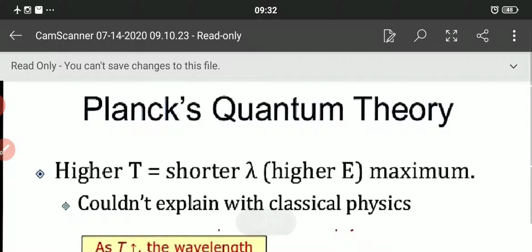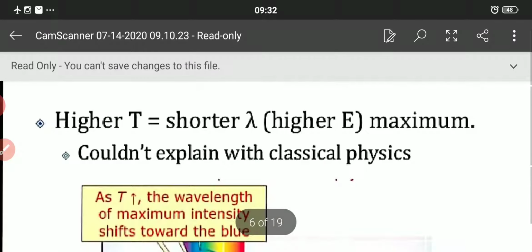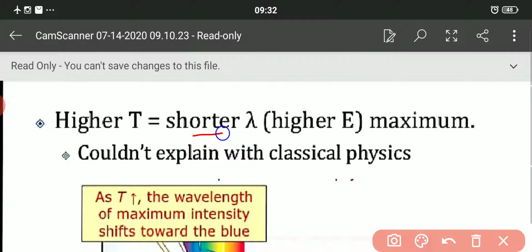Now what is Planck's quantum theory? If the temperature is higher, the wavelength of that radiation is shorter and the energy is maximum. So if the temperature is high, the wavelength is low and energy is high.